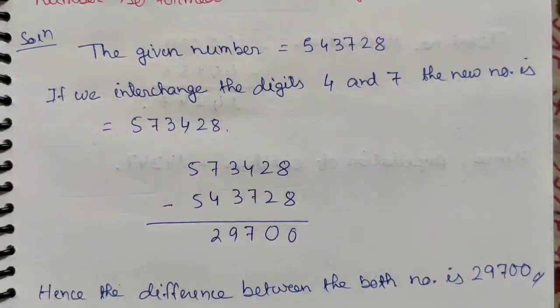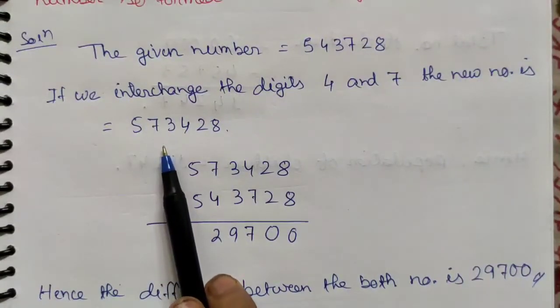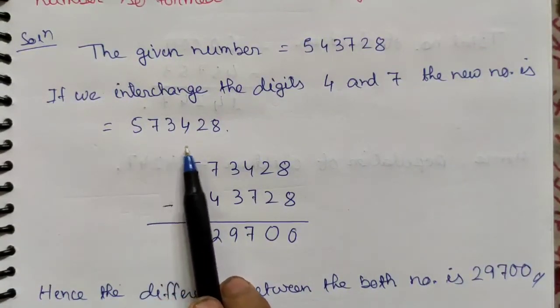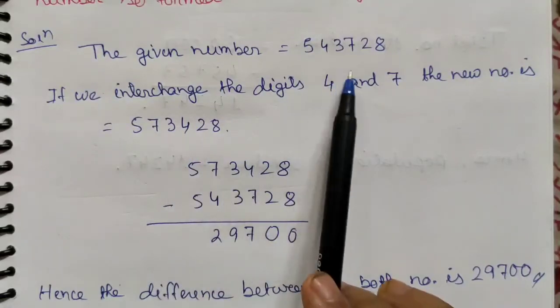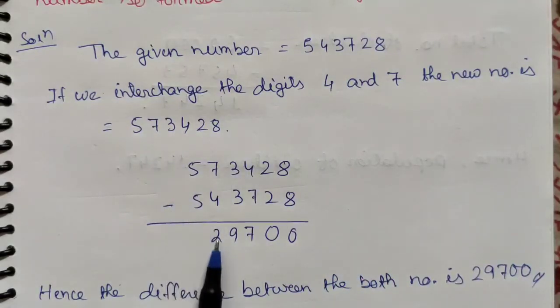So let's start. Here the given number is this one. Now if we interchange the digits, the new number will be this. So this is a greater number, right? So we will subtract this number from this. The result is this one. Hence the difference between both the numbers is 29700.